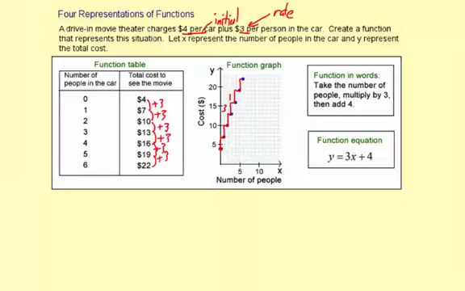Function equation, y = 3x + 4. 3 is your rate of change, 4 is your initial amount. So this equation says the same as this table as this graph. In fact, you can use this equation to generate this table using the inputs of 0 through 6. You get these outputs, and that'll make your graph. And this verbal representation just tells you what's going on in words. Okay, so hopefully this helped clarify the 4 representations of functions and how they're related to each other.